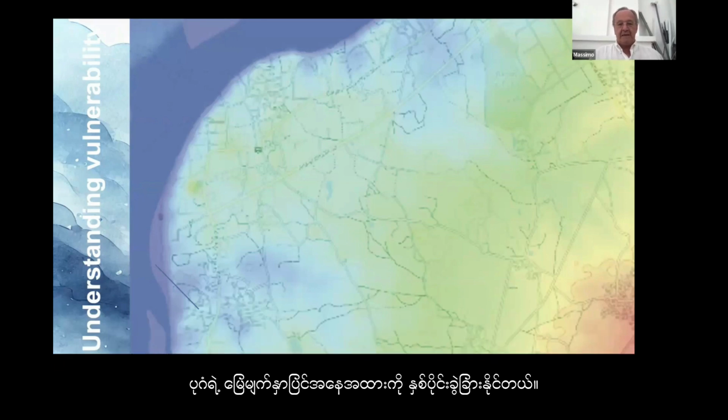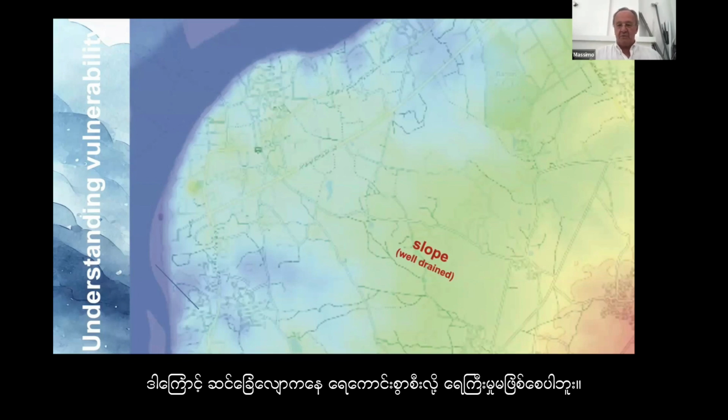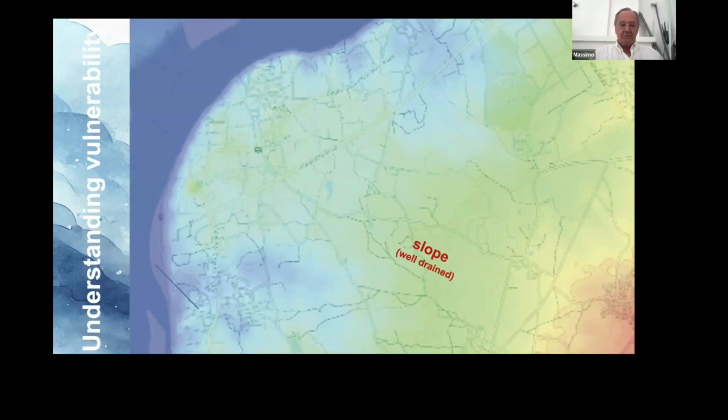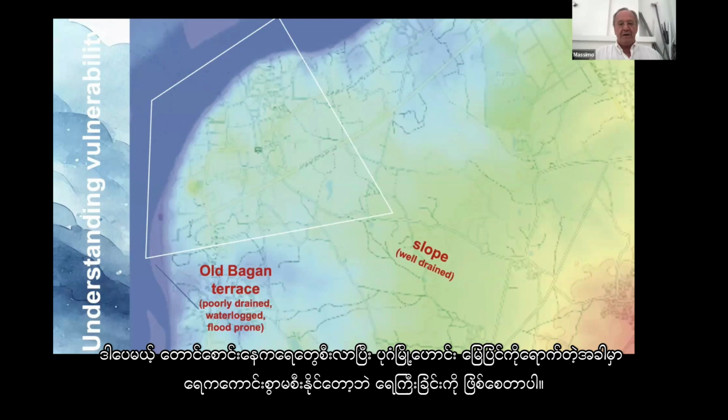And topography tells us that Bagan is subdivided in two parts. One is a sloping ground from the mountain that is well drained, so the water flows freely down the slope, and it doesn't produce any flood. But when the water comes down the slope and meets what is the old Bagan terrace, then it's the time when this water sits on the ground and causes the inundation.